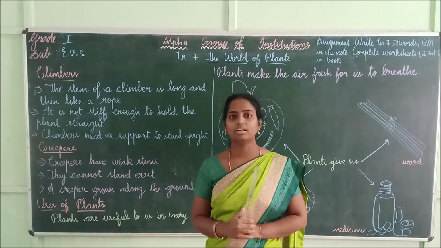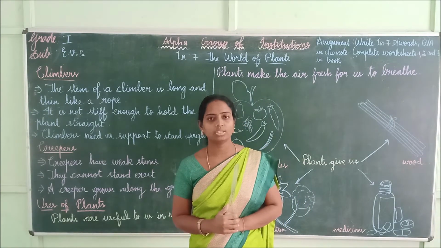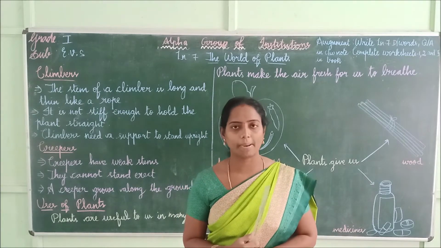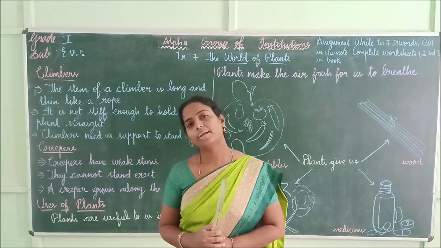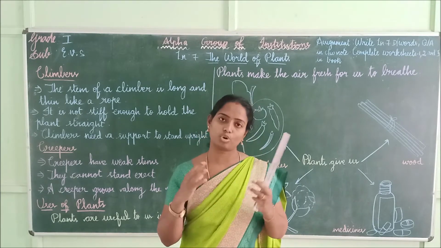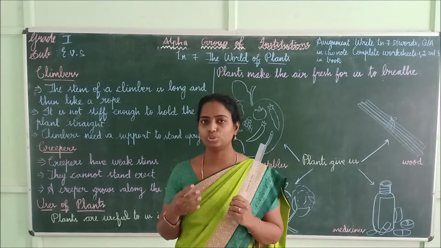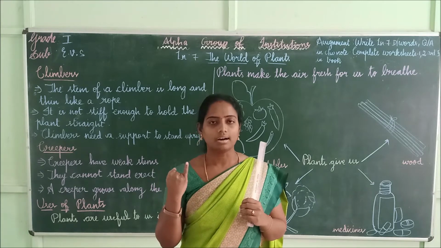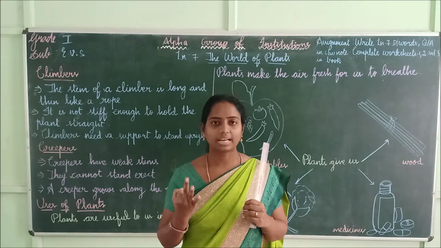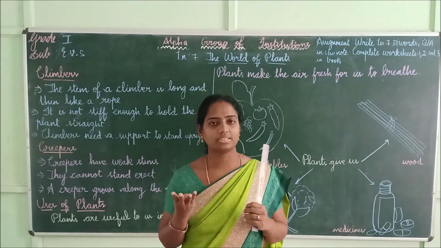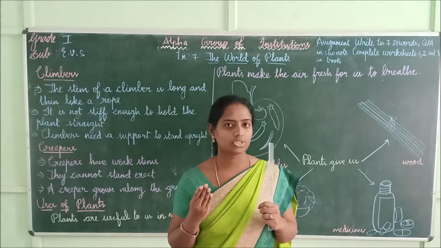Okay, children, here we discussed big plants and small plants, isn't it? Big plants are called trees and small plants are smaller than trees. They are classified into four types: herbs, shrubs, climbers, and creepers. We have seen a lot about that.